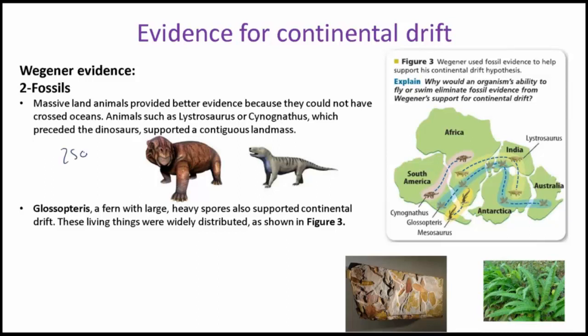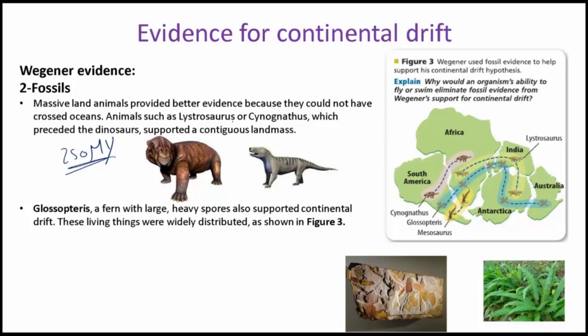Let's say 250 million years ago, before the age of dinosaurs, there were massive animals that were not able to fly, but they could walk. He found the fossils of these animals in different places on different continents. That means they moved from one continent to the other by walking. So these lands were one continuous big continent, and there was no ocean in between. That's why these animals were able to move from one place to the other.